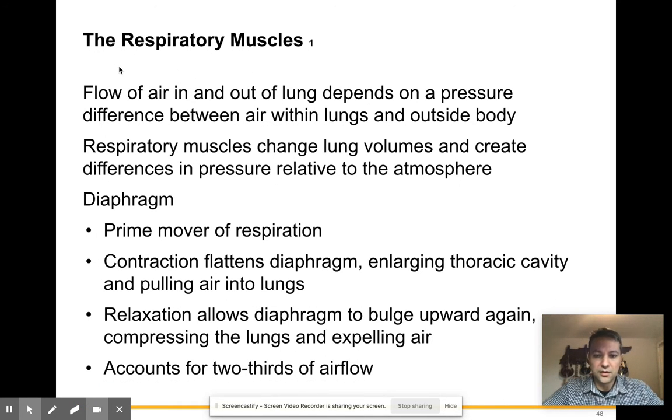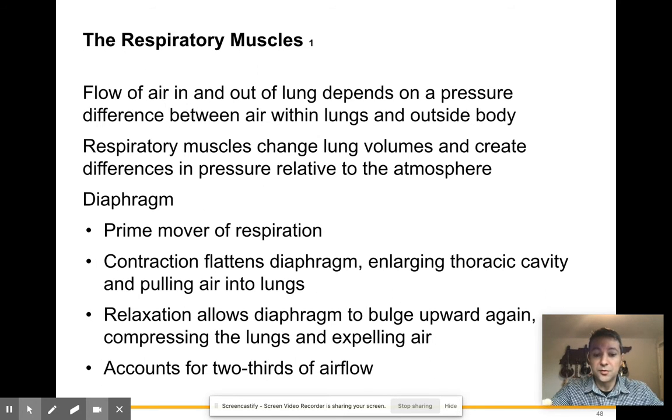The flow of air in and out of the lungs is going to depend a lot on pressure differences inside your body and outside your body. The respiratory muscles that you have are going to help change the volumes of your lungs and create different pressures relative to your outside atmospheric pressure. The one muscle that we all think about, and the most important one, is the diaphragm. The diaphragm is a muscle that lies at the very base of your rib cage. It is the prime mover of respiration.